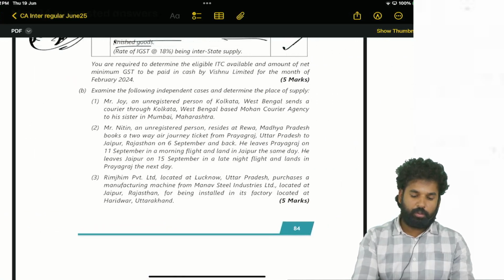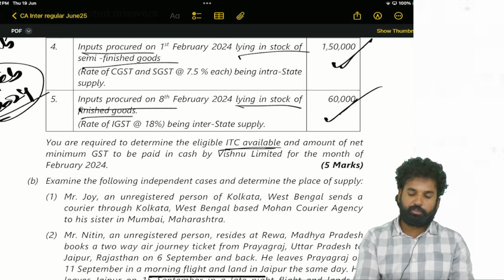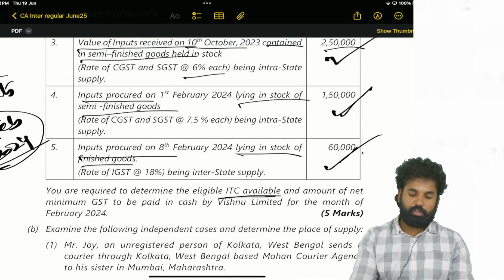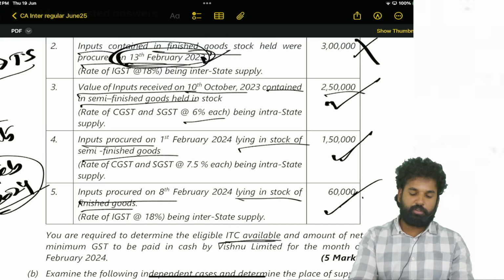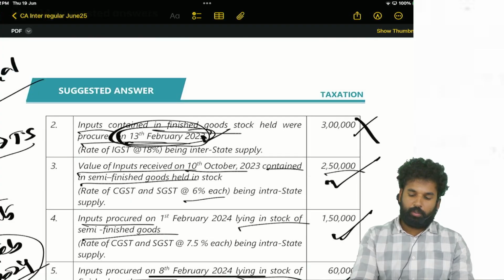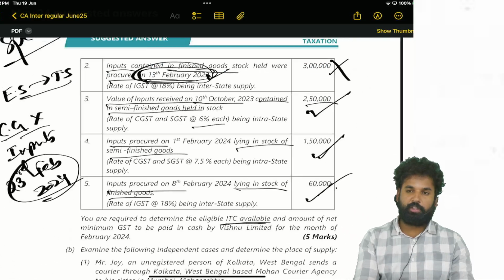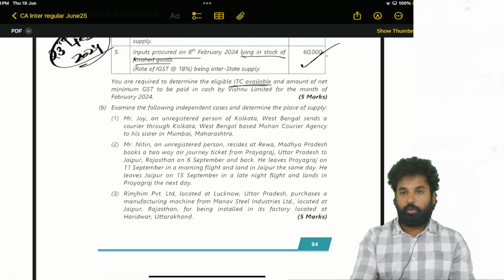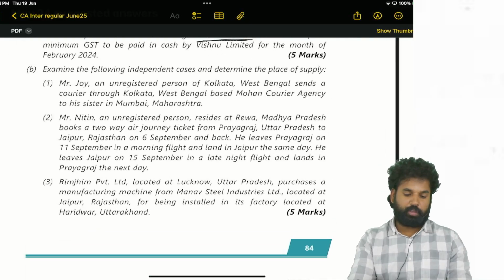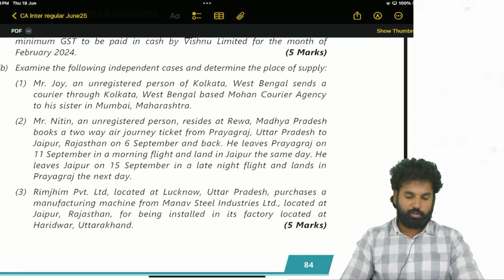Okay. So now you are required to determine eligible ITC. 60,000 into 18%, 1,50,000 into 15%, 2,50,000 into 12%, that is the eligible ITC. Okay. Right. Next, examine the following independent cases.